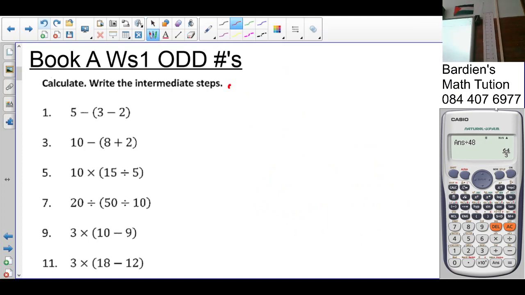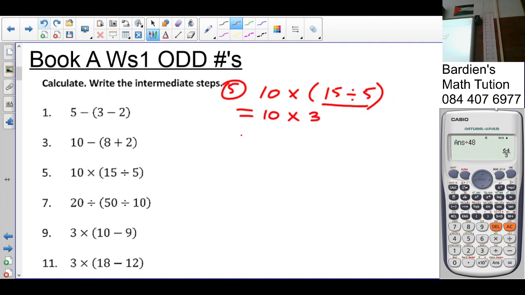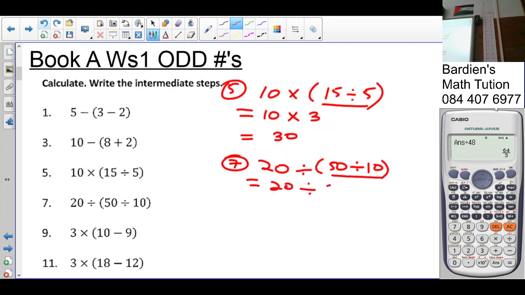Let's go to number 5. We got 10 multiplied by 15 divided by 5. According to BODMAS, brackets first. What is 15 divided by 5? 3. And what's 10 times 3? 30. Let's go to number 7. Number 7 is going to be 20 divided by 50 divided by 10. Again, what first? Brackets. So 50 divided by 10? 5. So what is 20 divided by 5? 4. Again, skip a line.